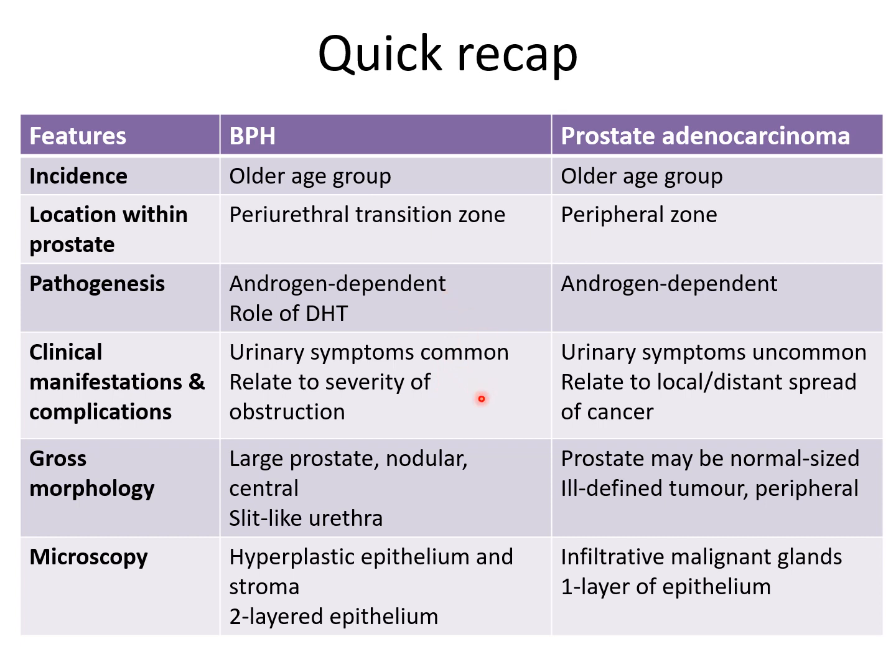The clinical manifestations and complications are also quite distinct in that BPH tends to produce urinary symptoms, and these relate directly to the severity of the obstruction of the urethra. Whereas in prostate adenocarcinoma, urinary symptoms are uncommon and the presentation relates more towards local or distant spread of cancer. The gross morphology also differs, as we've shown earlier, and microscopically the main distinctive feature would be the fact that BPH is lined by two-layered epithelium, but in prostate adenocarcinoma there will be loss of basal epithelium, leading to presence of infiltrative malignant glands lined by one layer of epithelium only.